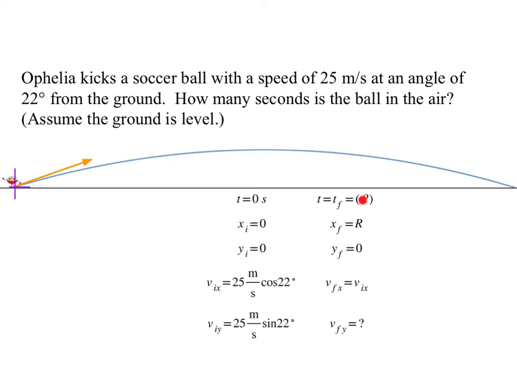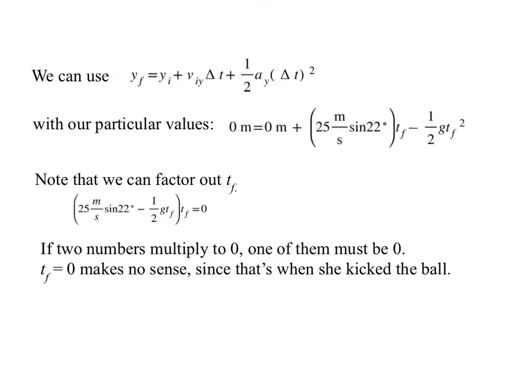The one that we don't have that we want is tf, so we're going to try and find an equation that lets us get tf directly. That equation would be the y position, because I know both the final and initial y values. With our particular values, we have that it ends at 0, it starts at 0, we have 25 sine 22 degrees as the velocity times the time that we don't know, minus a half g t squared. But now, this looks awful because we have a linear term. It's a quadratic rather than a perfect square.